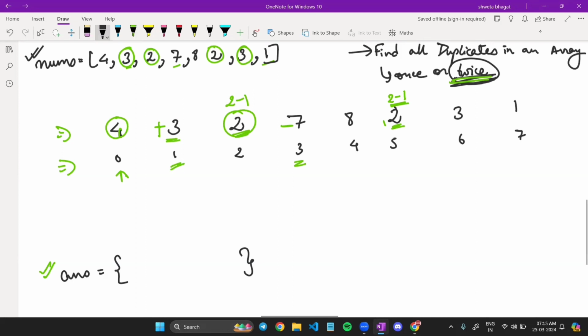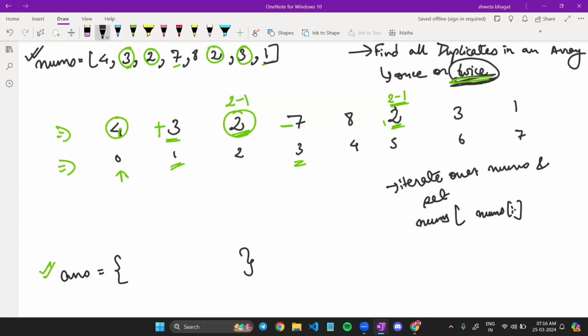So what we will do is we will iterate over nums, and set nums of index minus 1, where we represent this i as index, as nums of index minus 1 negative, correct? So what we are doing is setting this to a negative number.